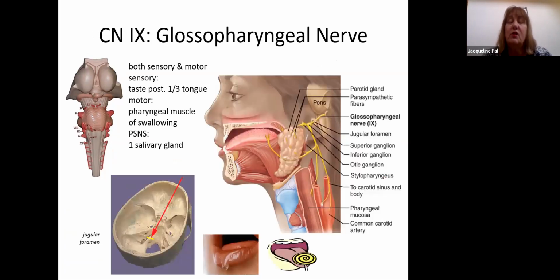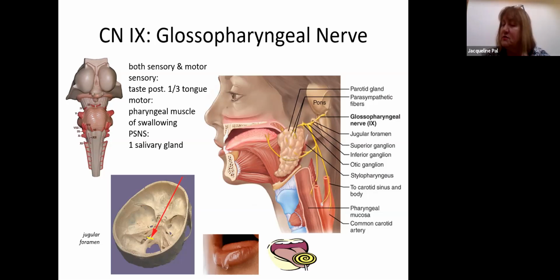The 9th cranial nerve is called the glossopharyngeal. So stop for a second and see if you can figure out what part of the body this goes to. Okay. So hopefully you all figured out pharyngeal is the pharynx, which is the throat, the back of the throat, and glosso is a term that means tongue. And so the glossopharyngeal nerve is also a mixed nerve.